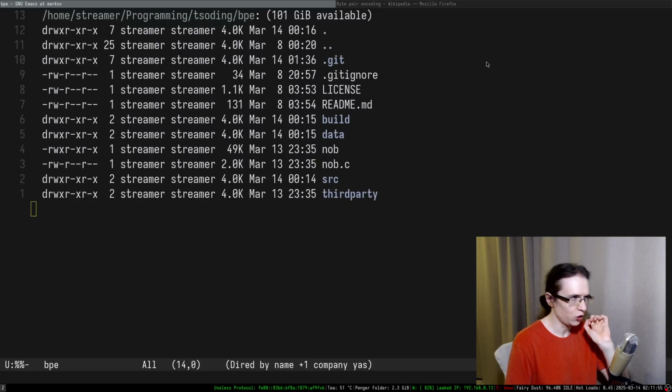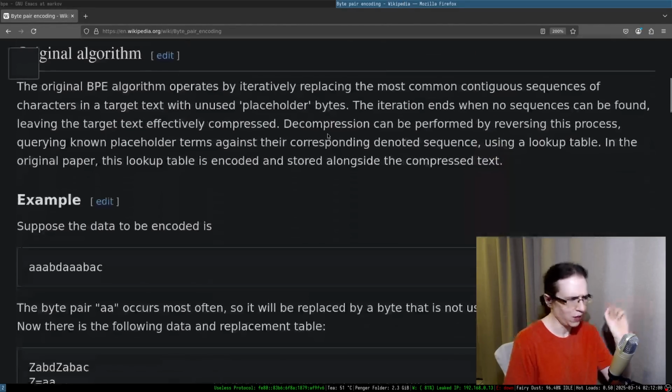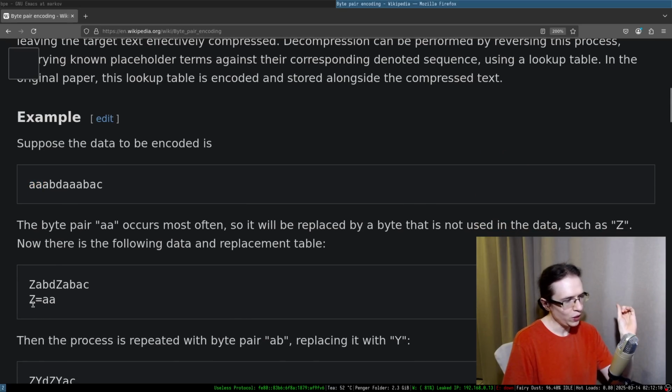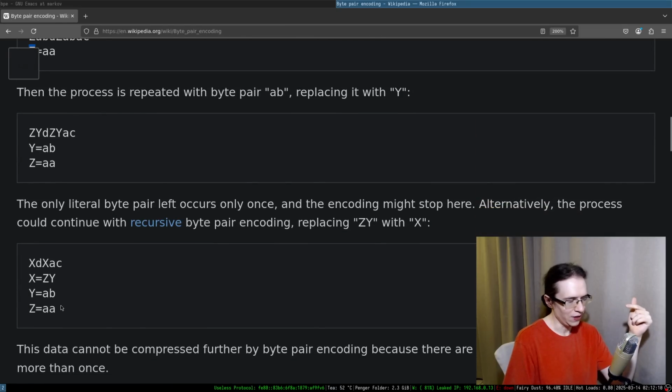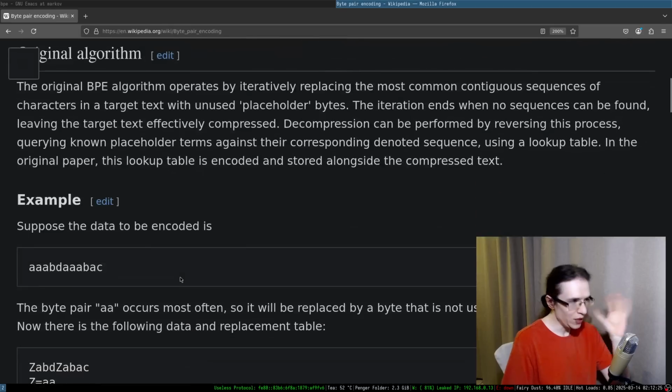So on the previous sessions we implemented an algorithm called byte pair encoding. It's a very simple algorithm actually. You have a text and you pick the most frequent pair, right? And you replace it with an unused byte. Then you repeat the process, compressing the text until you can't compress any more, and you have this sort of table. This kind of algorithm is used for deriving a tokenizer for large language models and stuff like that. And we implemented it.